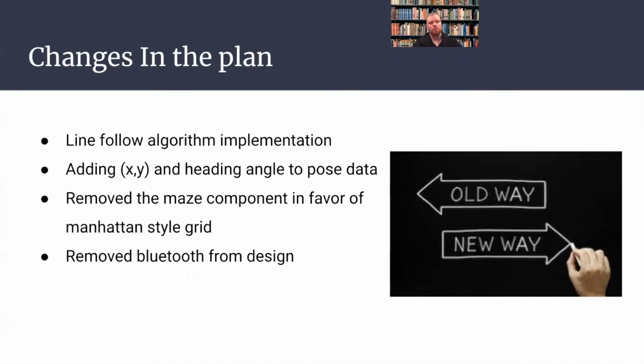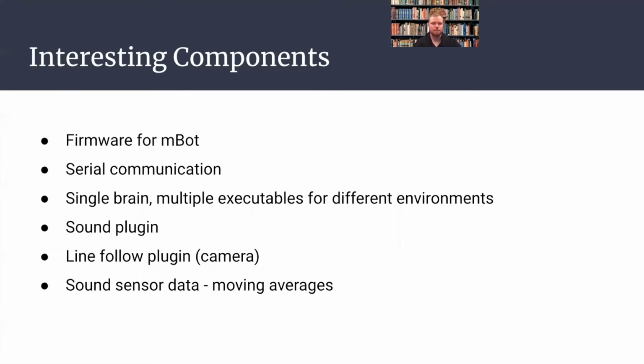We removed walls from our original maze. We planned to have lines on the ground and eventually build up to using a sonar sensor to detect walls. We removed this in favor of a simple Manhattan style grid. You'll see pictures of that in a little bit. And then, as I mentioned, we removed Bluetooth from the design in favor of serial communication over the wire.